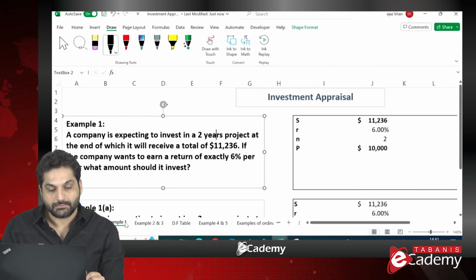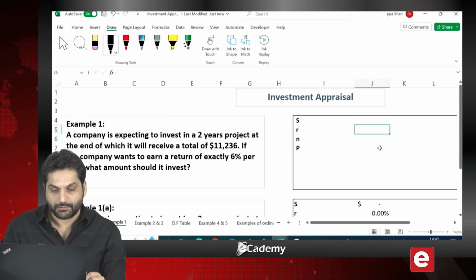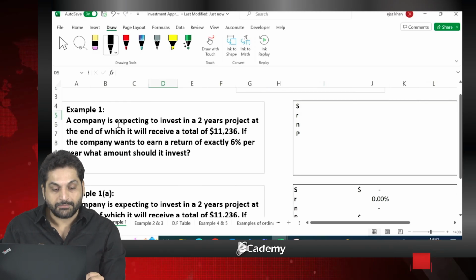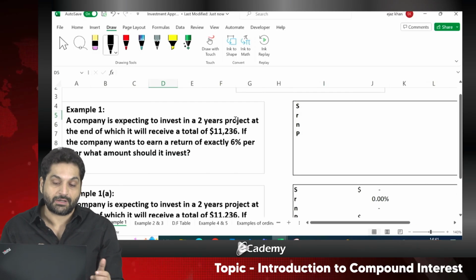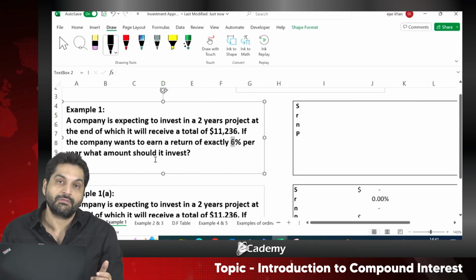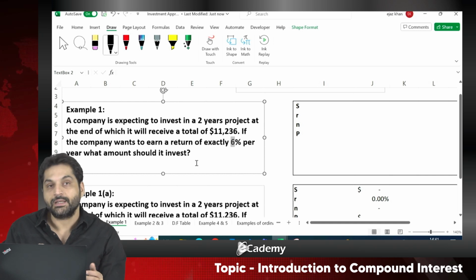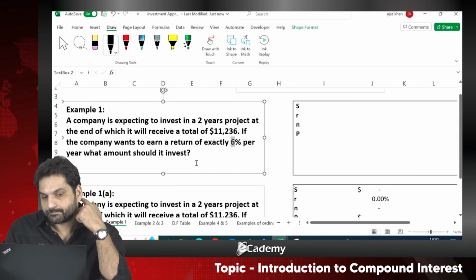So let's say we have a question here. Let me remove the answers from here. A company is expecting to invest in a 2 years project, at the end of which it will receive a total of 11,236. If the company wants to earn a return of exactly 6%, what should be the amount of investment? That is, you need to find out P. So just pause the video and find out the amount of P in this question.